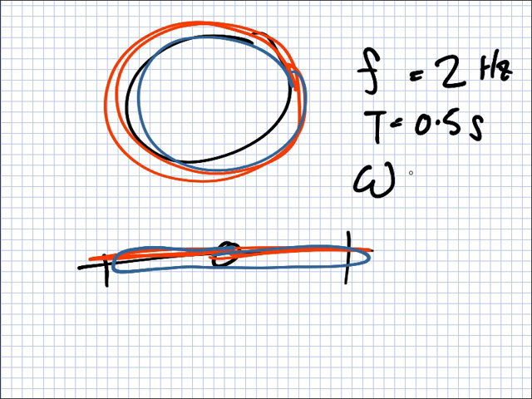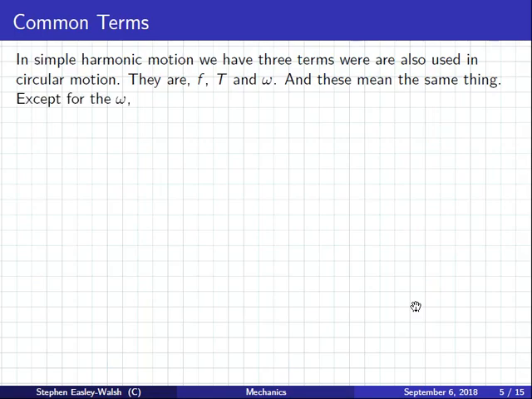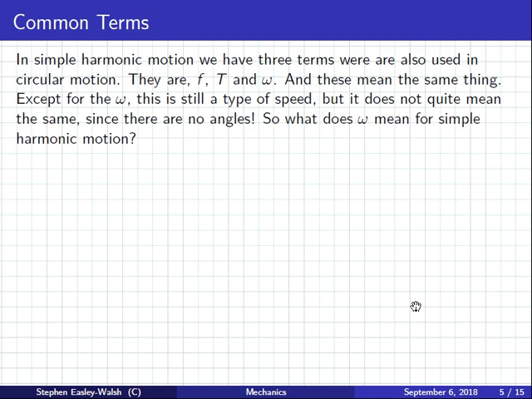But the question then is, what does the omega mean here? Here the omega means this angle. But where's the angle for this? So there isn't an angle because it's moving in a straight line. So it's kind of confusing. How could the omega be the same? So, what does the omega mean?